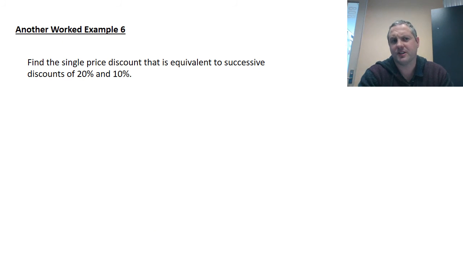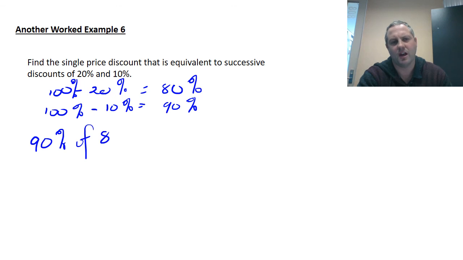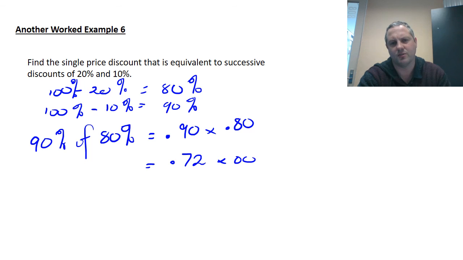Another example from worked example 6: find the single price discount that is equivalent to successive discounts of 20% and 10%. The first thing we do is 100% minus our 20%, which equals 80%. Then we do 100% minus our 10%, which gives you 90%. From here, we find 90% of 80%, again by converting our percentages into decimals. So 90% becomes 0.9, and we multiply that by 0.8, which is our 80%. We get an answer of 0.72. Now we multiply that by 100 to get our percentage, so in the end we get 72%.